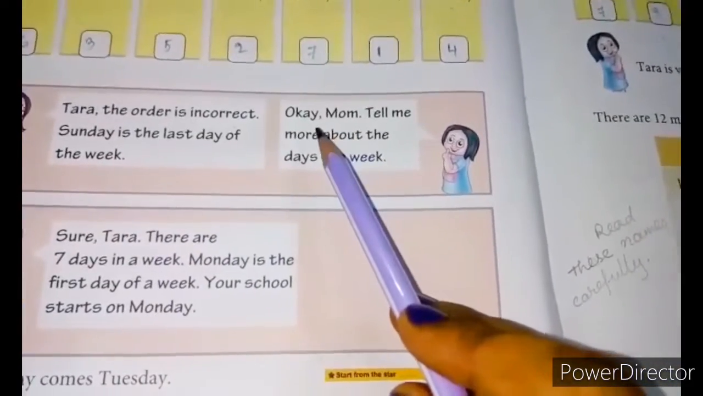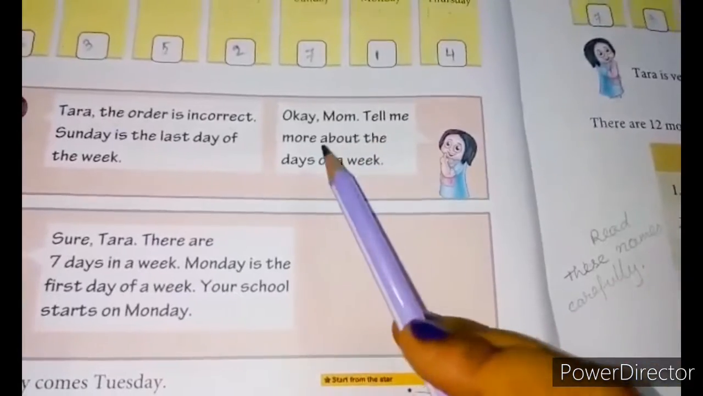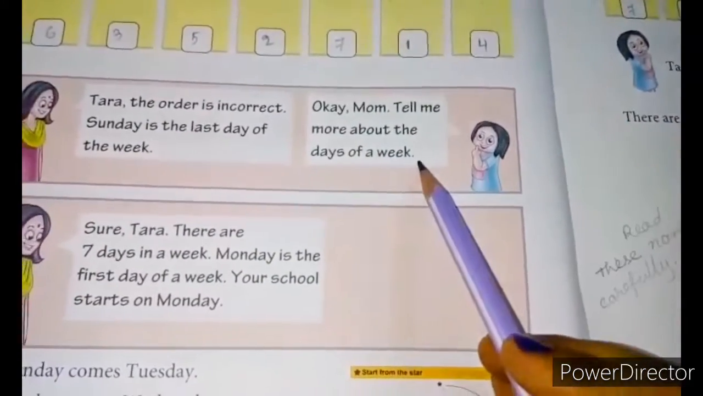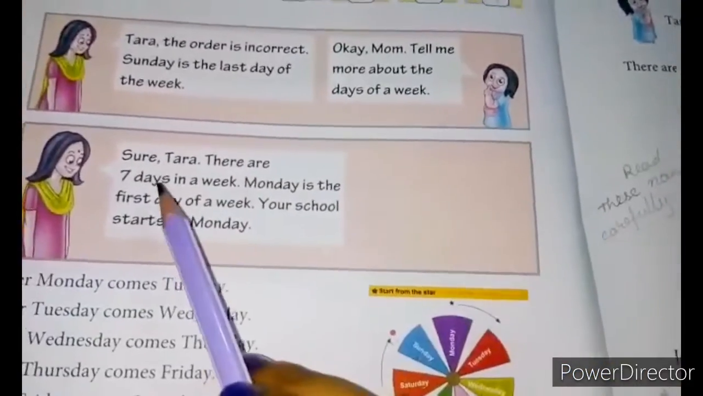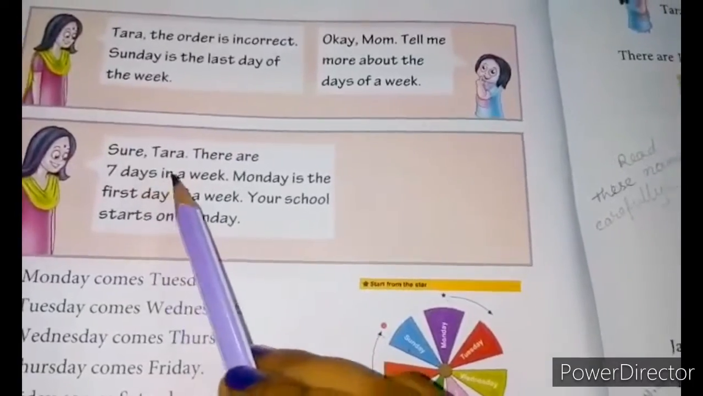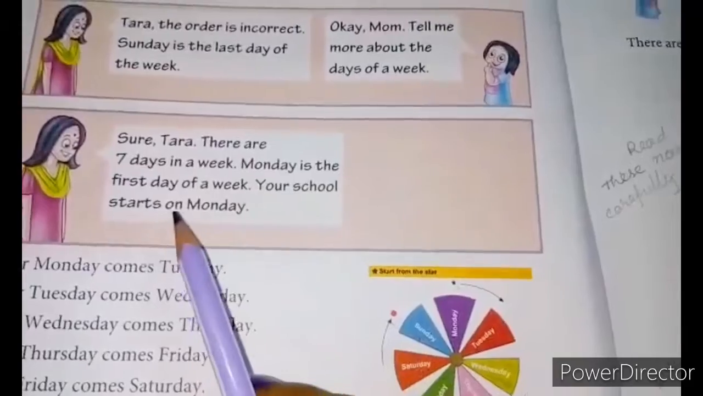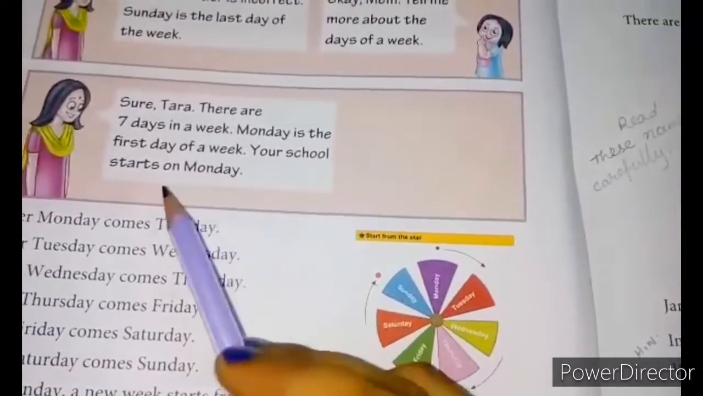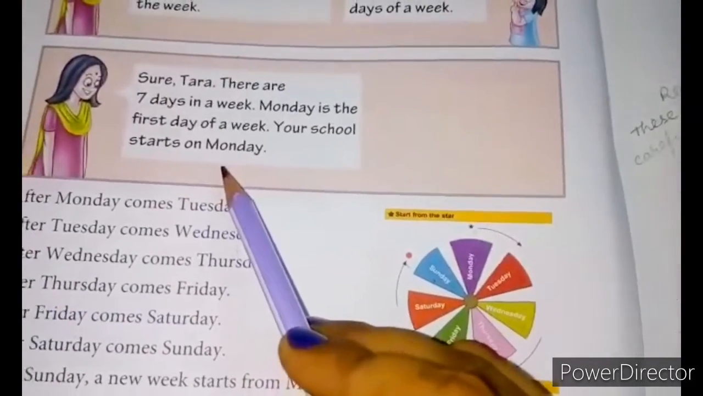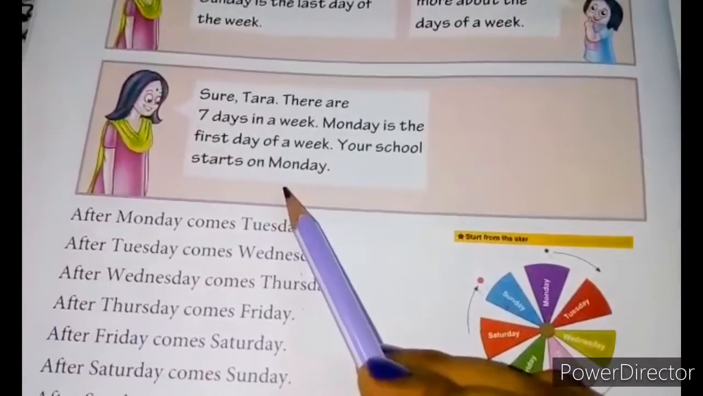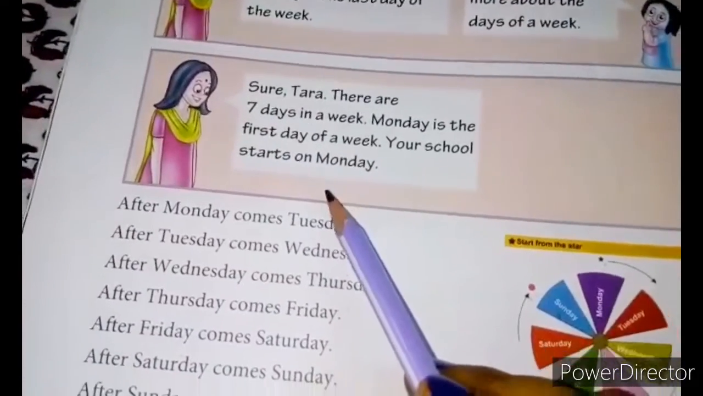Tara replied to her mother as, okay mom, tell me more about days of a week. After that, Tara's mother told her that, sure Tara, there are 7 days in a week. Monday is the first day of a week. Your school starts on Monday. I hope students, all of you know that your school starts on Monday.